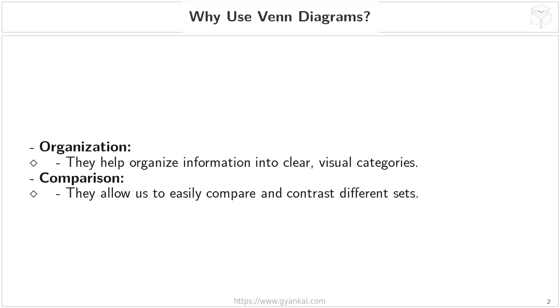Next, we have comparison. One of the biggest strengths of Venn diagrams is their ability to let us easily compare and contrast different sets. By visually seeing what elements sets have in common and what makes them unique, we can quickly identify similarities and differences. This is incredibly useful when you're analyzing data or making decisions.